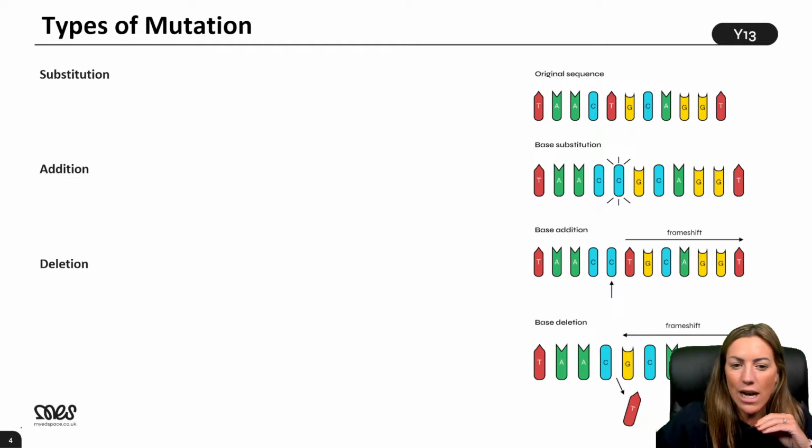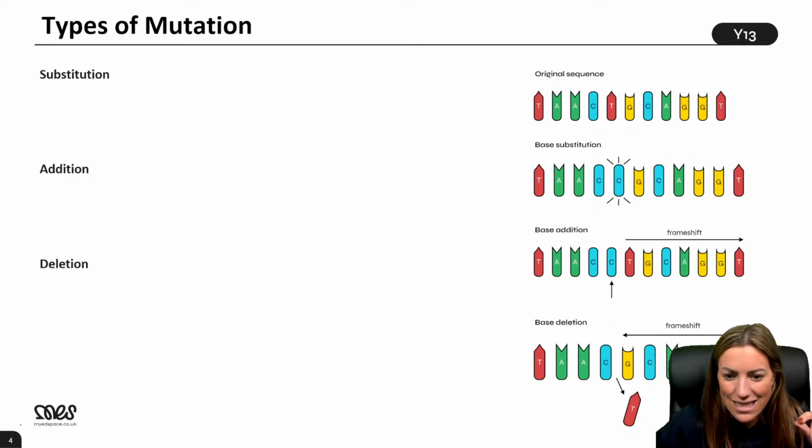Can you let me know in the chat? Because it might depend what exam board you're doing. You might not have done this yet, but we've got substitution, addition, and deletion. These are like the 3 most basic types of mutation. Okay, so most of you are saying yes, but there's a few people saying no. So let's go through and explain each one.